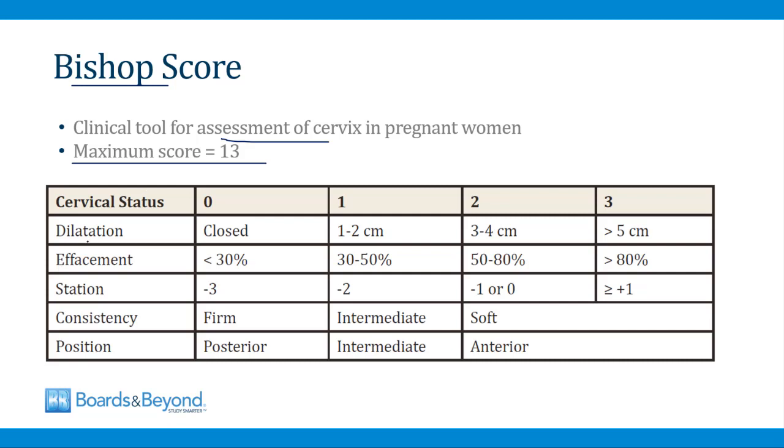So up to 3 points can be given for dilation of the cervix, effacement, and for fetal station. And then 0, 1, or 2 points are given for consistency and position. And based on this, you can get up to a maximum score of 13.